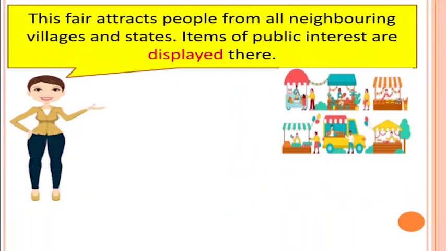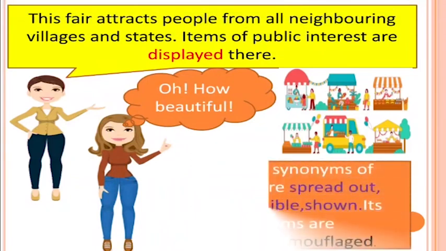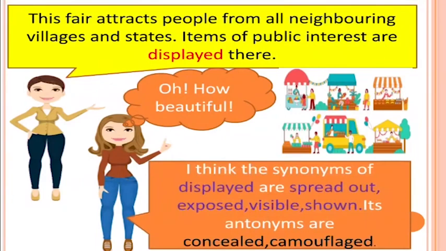This fair attracts people from all neighbouring villages and states, and items of public interest are displayed there. We all know that in a fair there are many items which are displayed. The synonyms of displayed are spread out, exposed, visible and shown. So, Meena is very excited. She says, how beautiful, oh how beautiful this fair is. And she also tells us the synonyms of the word displayed, being spread out, exposed, visible and shown. And its antonyms are concealed and camouflaged. Right.